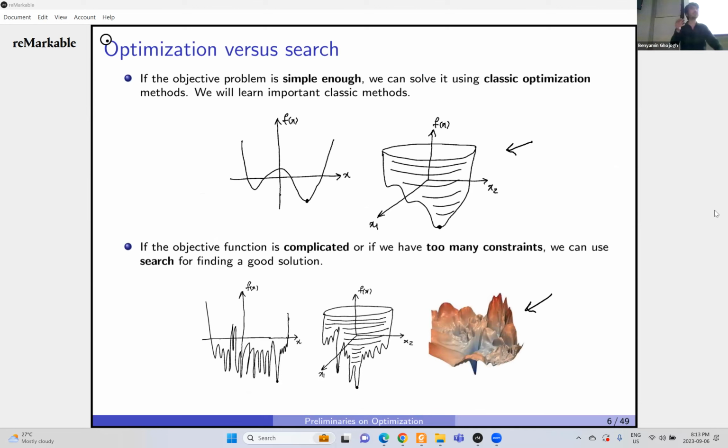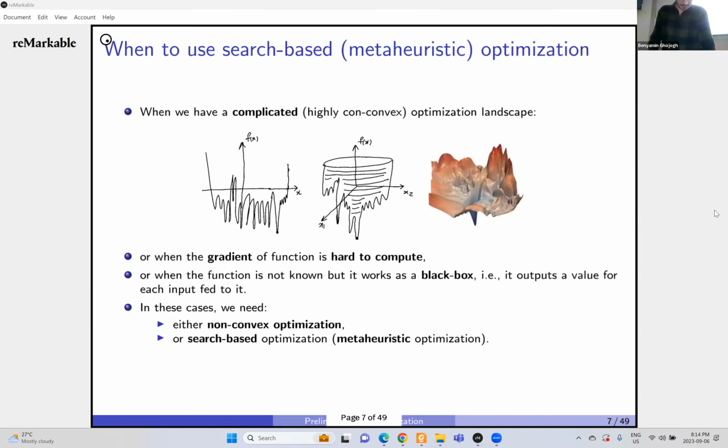So if it is a simple enough cost function, I can use classical optimization, such as gradient descent, Newton's method, or interior point method. However, if it is complicated or there are too many constraints like these, then we can do metaheuristic optimization. When I say complicated, it means that it's also called highly non-convex. We'll see that in a few slides. Okay, this is highly non-convex or highly non-linear. Or when the gradient is too hard to compute.